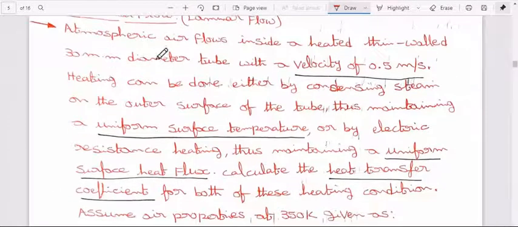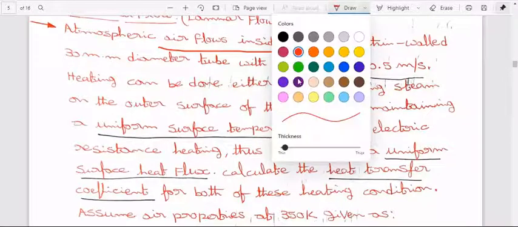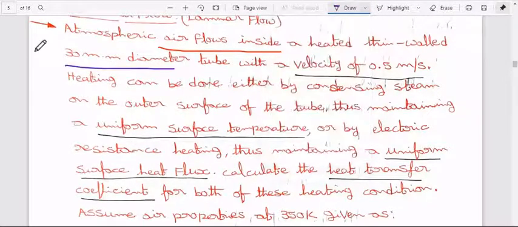Atmospheric air flows inside a heated thin walled tube of 30 mm diameter. So here the D value is 30 mm, with a flow velocity U equal to 0.5 meters per second.